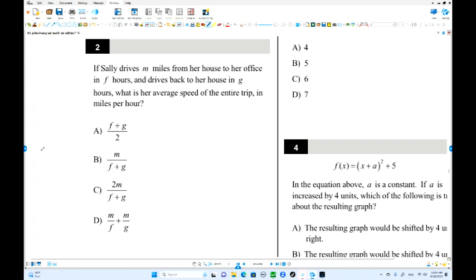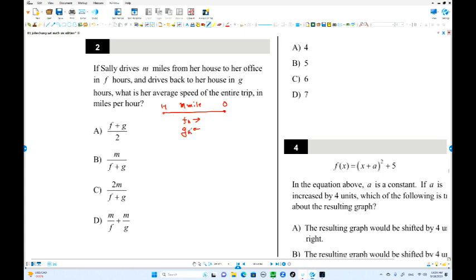Here is number 2. Shelly drives N miles from her house to her office in 8 hours. Okay, this is the N miles from home to office. It is the N miles. And it takes 8 hours from home to office. And the way back to the house is G hours.